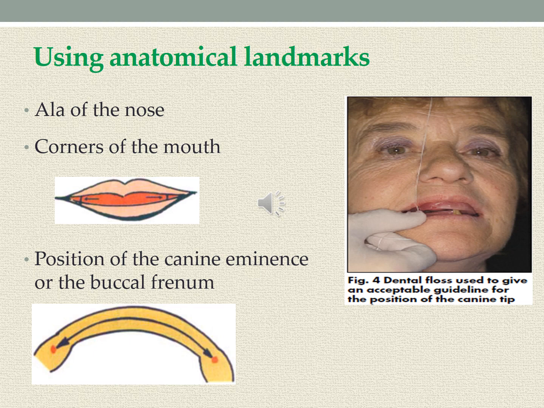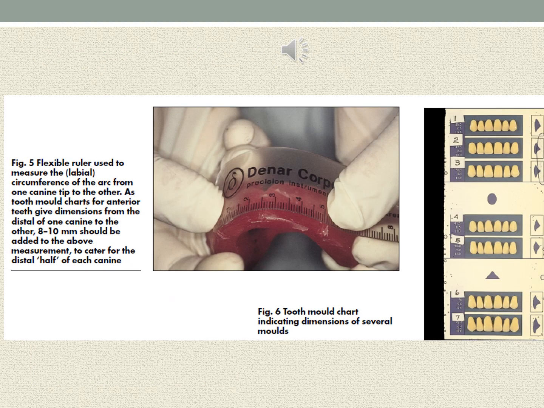Also, the position of the canine eminence or the buccal frenum on the cast can be used to decide the position of the canine, and from here we can know the width of the upper 6 anterior teeth. In this picture, you can see a flexible ruler used to measure the labial circumference of the arc from one canine tip to the other canine tip.